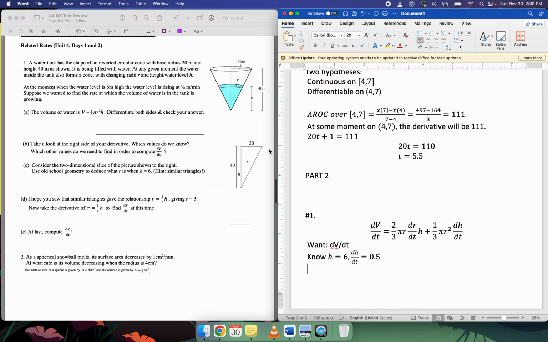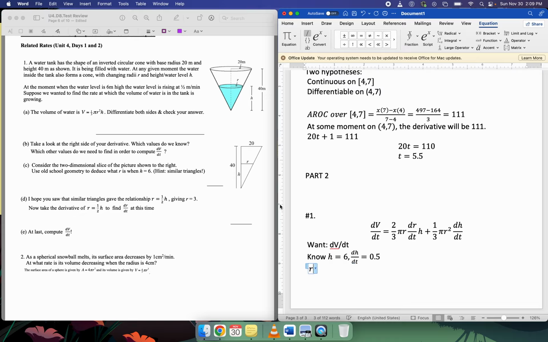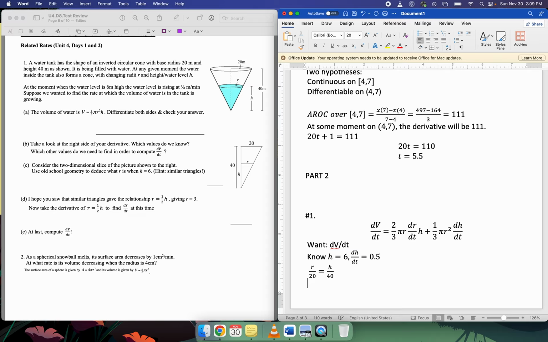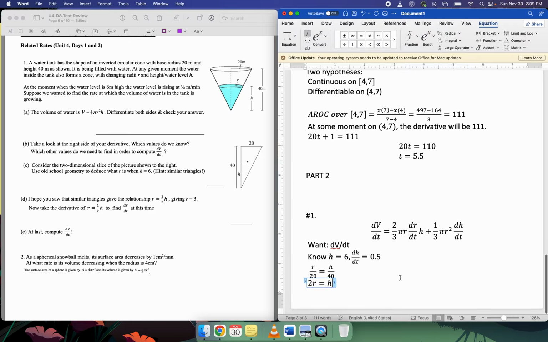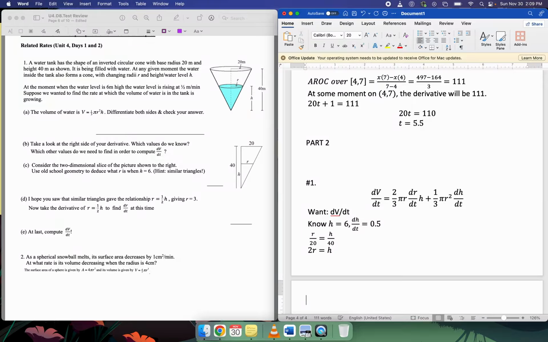Basically, what you should notice is that if you focus on this little slice, a two-dimensional slice of the 3D picture, you have similar triangles. That means this side compared with this side should be equal to this side compared with that side. So r over 20 should be equal to h over 40. If we multiply both sides by 40, we get 2r equals h. That's a relationship between r and h, and that's the equation you need to use.